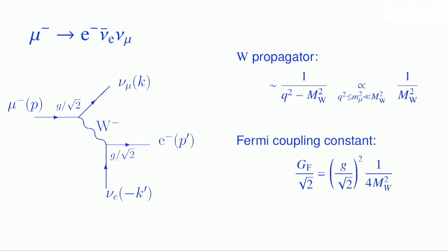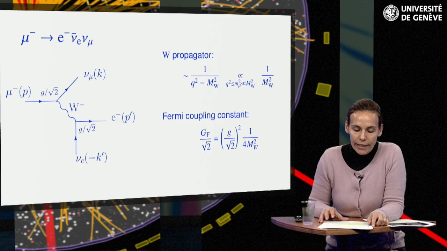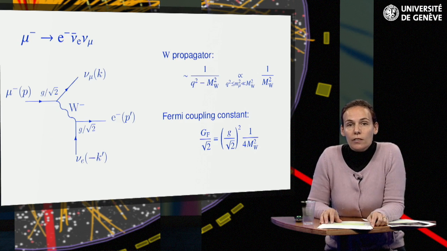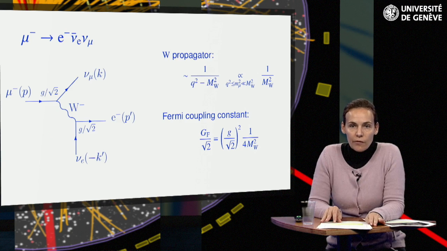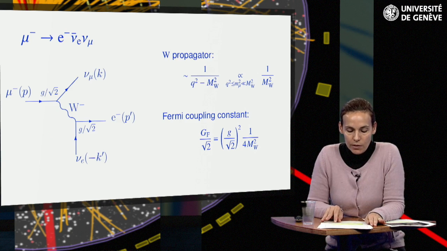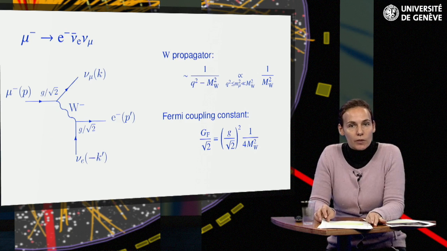In the amplitude, the W propagator contributes a factor of 1 over Q² minus the mass squared of the W, which weakens the amplitude for Q² much smaller than the square of the mass of the W. At low momentum transfers, like for light particle decays, where Q² is smaller or equal to the square of the mass of the muon, that is negligible, the propagator is constant and equal to the inverse of the square mass of the W. We can then treat this process in the so-called Fermi approximation.